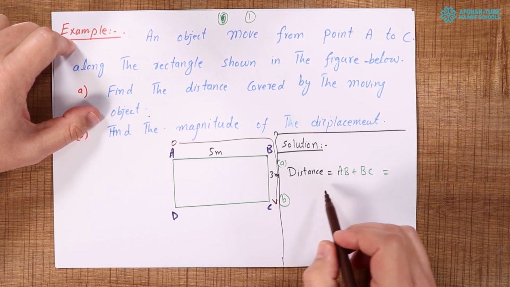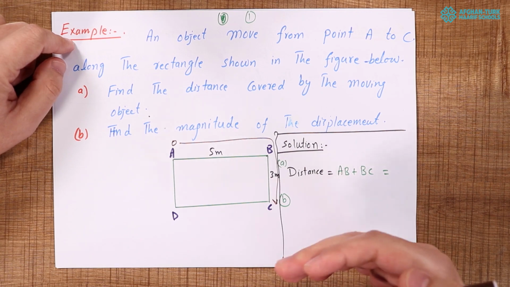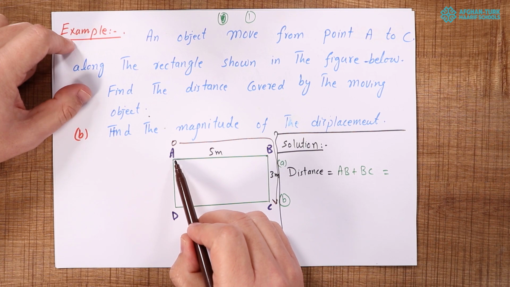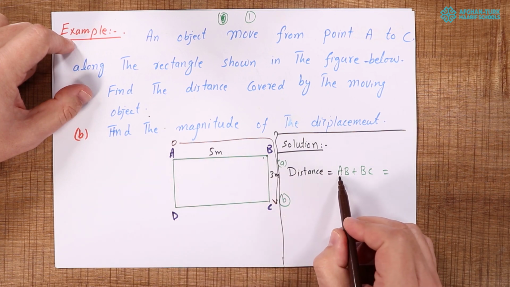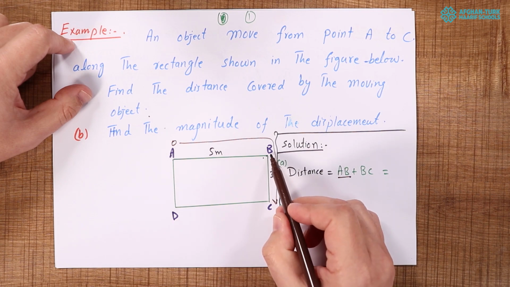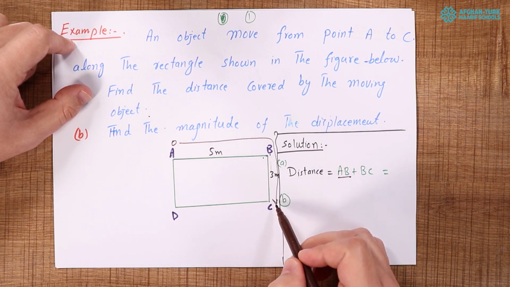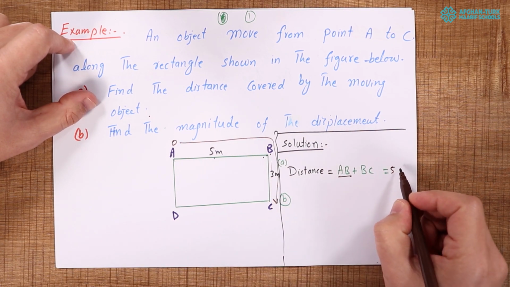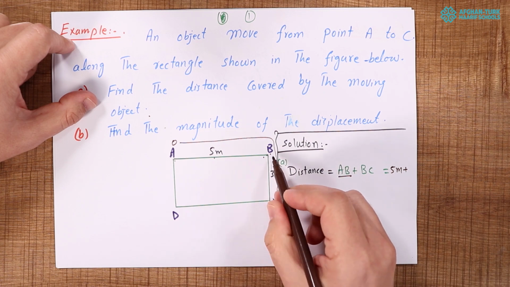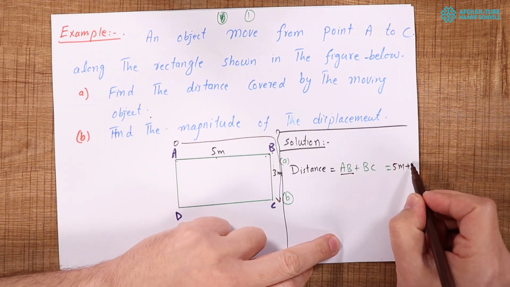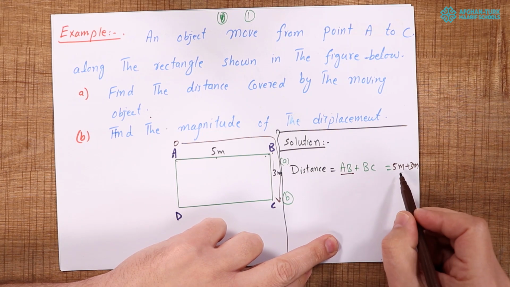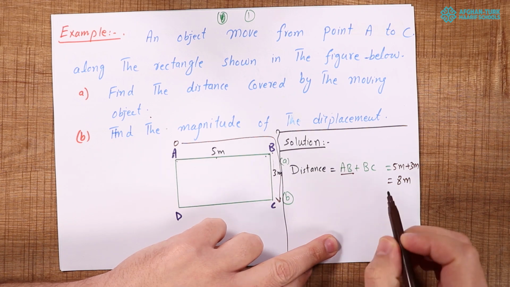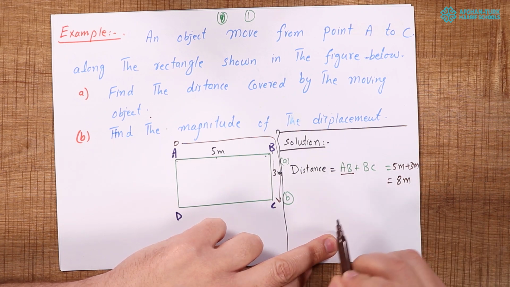So the distance is very simple. We say that it is the total path covered by the object. The object first moves from point A to B, this side, and from B to C, this side. So from A to B, the distance is 5 meter plus B to C 3 meter. So 5 plus 3 meter is equal to 8 meter.